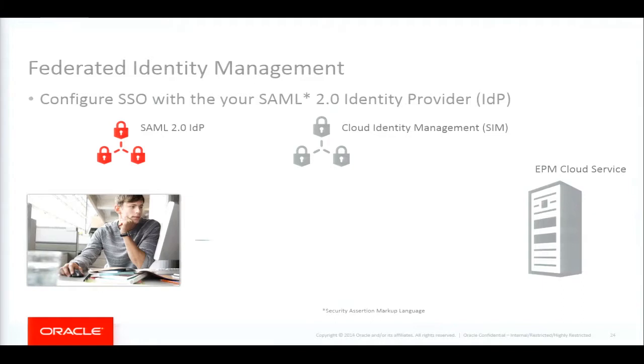So what does that look like? It looks pretty much like the same thing, except when the request comes in to SIM, SIM knows it's been configured for SSO with an on-premise identity provider. It sends the request out to your on-premise identity provider, which then authenticates and asserts the user's identity back to SIM, back to the browser, and then you grant it access in.